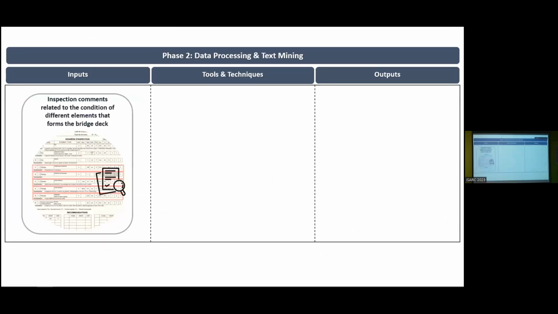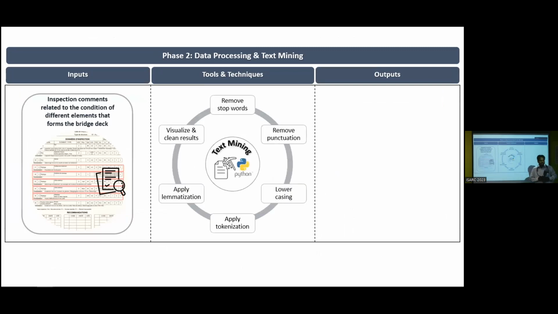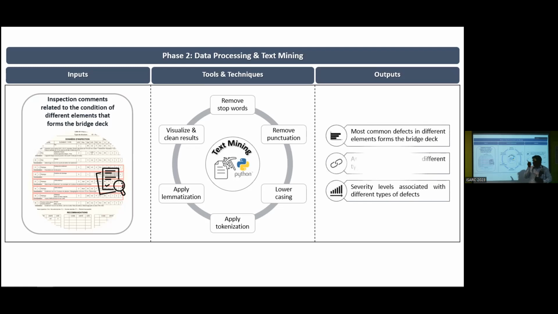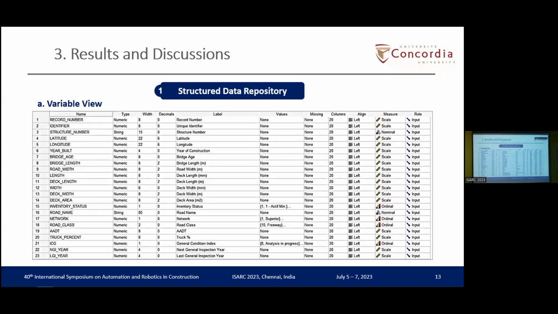Last but not least, the second phase applies different text mining techniques to get insights into inspection comments extracted from inspection reports, including the most common defect types detected by inspectors, the association or co-occurrence between different types of defects, and finally, common language and comments used by inspectors in order to standardize this language and determine the severity levels associated with these defects. After implementing the proposed methodology, the results can be summarized into three major outcomes.